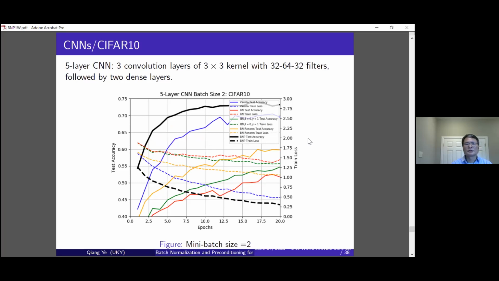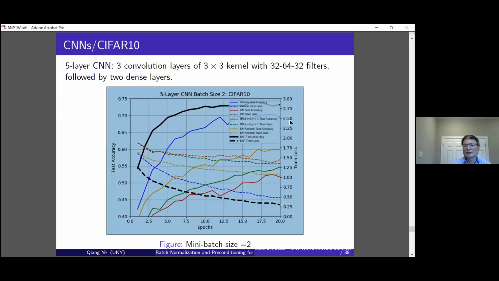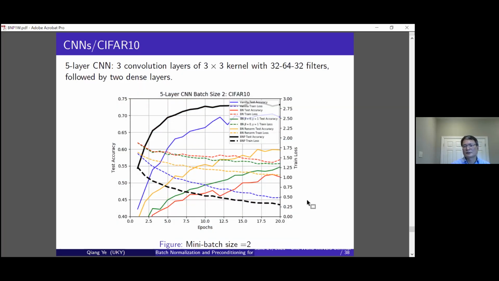The next picture here is for a CNN example. So here we use a 5-layer CNN. Again, this is one of the example networks used in TensorFlow. It's a very simple network: you have 3 convolution layers and then 2 fully connected layers. Again, the dashed lines here are training and solid lines are testing accuracy.